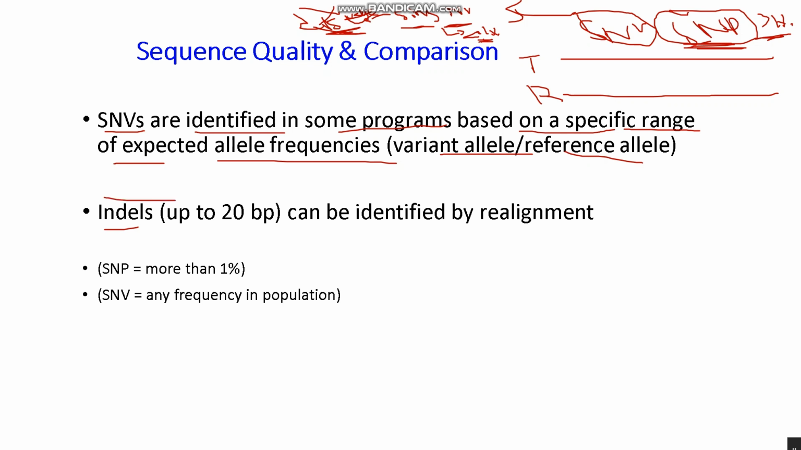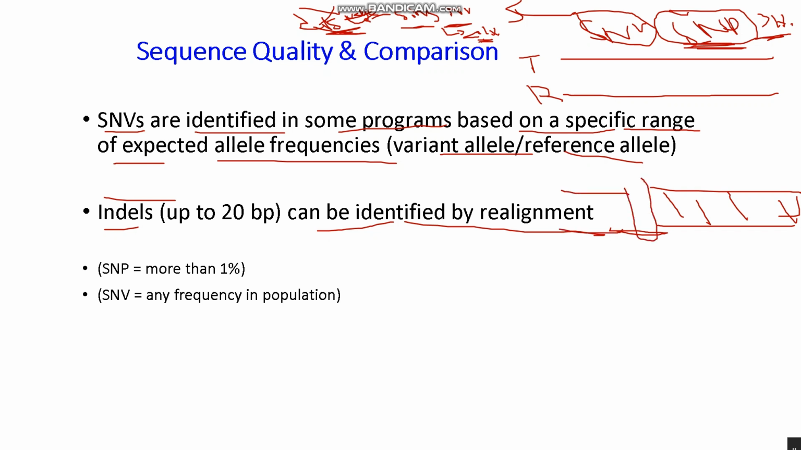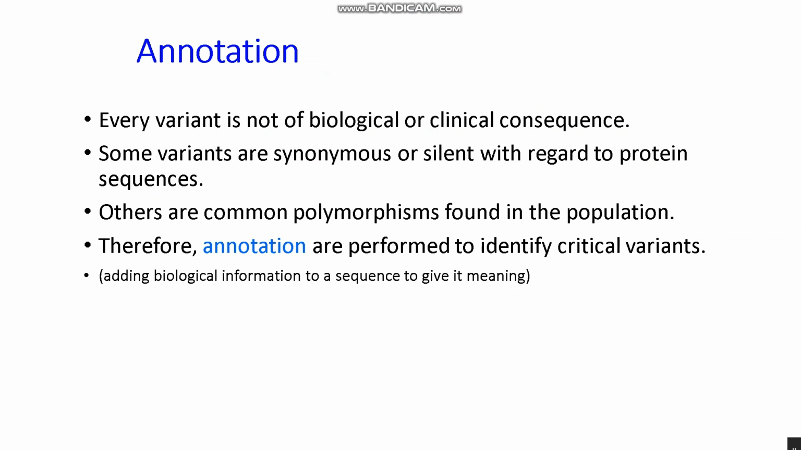Indels, meaning insertions and deletions, can be identified by realignment. Okay, when we align it, we can also check if there is any deletion or not. If there is a deletion, it can also be checked by realignment. Okay, now we annotate it. Each variant is annotated for its biological and clinical consequences.